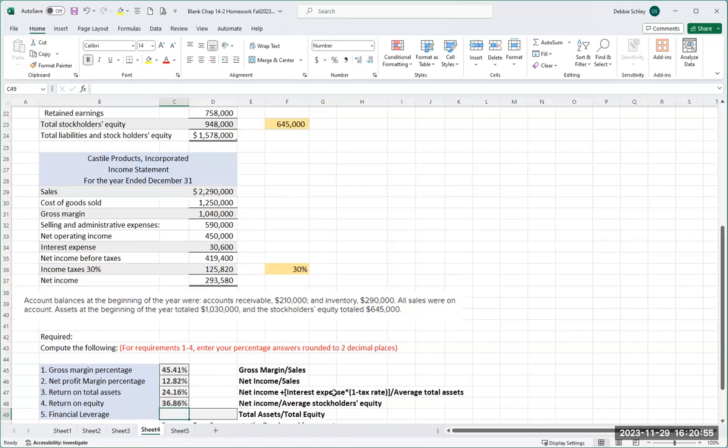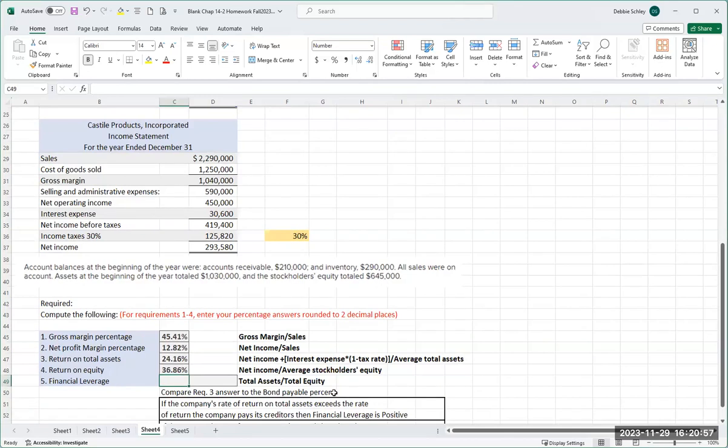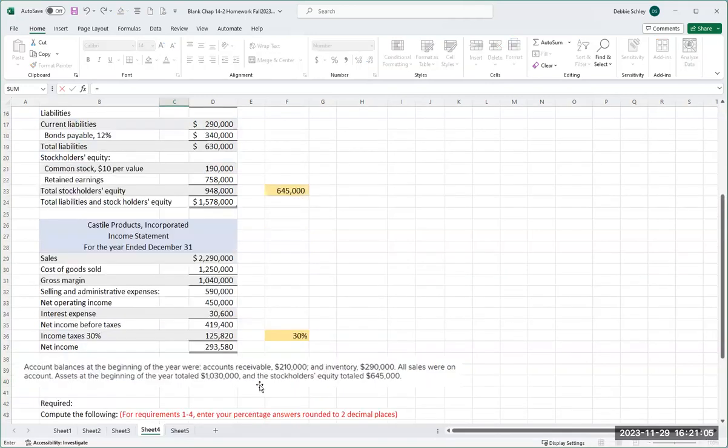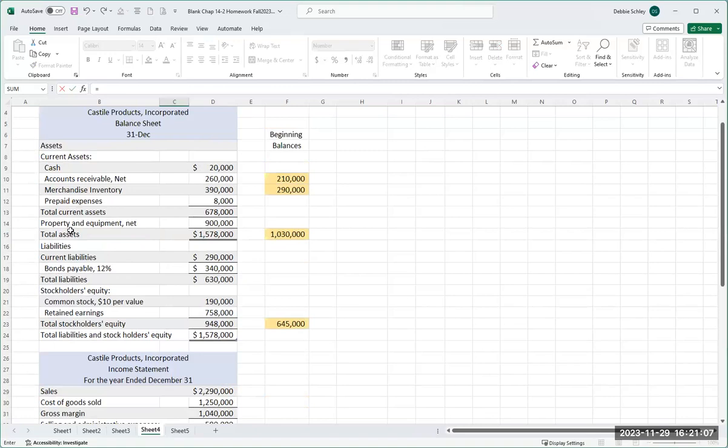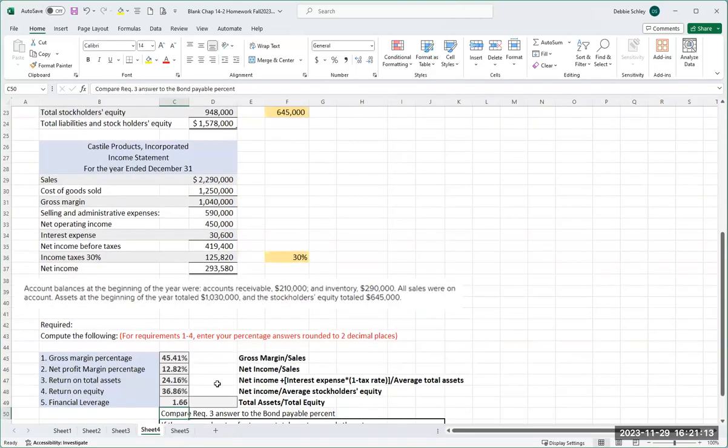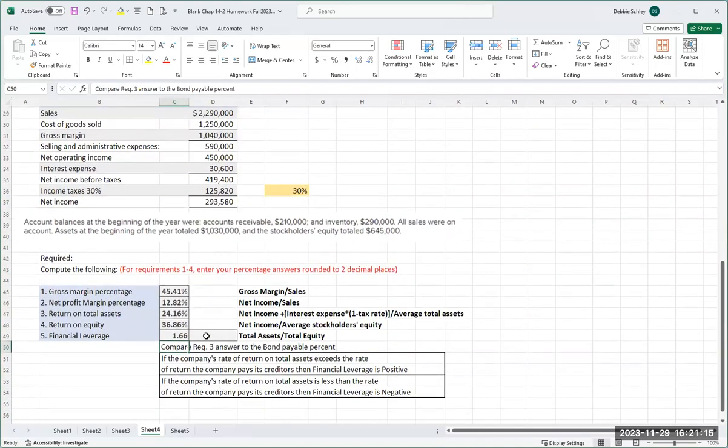So financial leverage, first I'm going to show you how to figure this out, even though you don't have to put the number into your book. It just equals total assets divided by total stockholders' equity. But what they really want to know is whether this financial leverage is positive or negative.